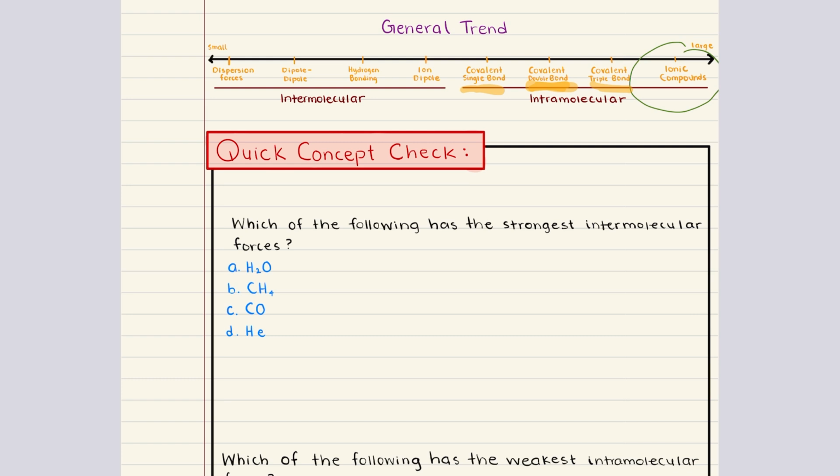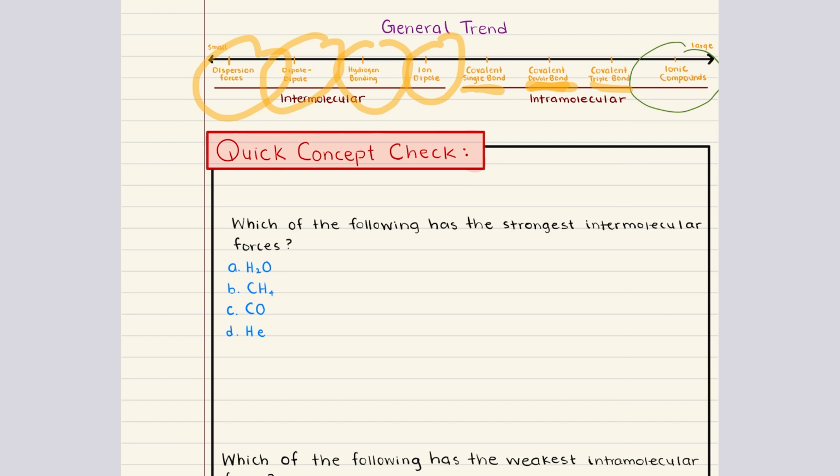The general trend is this. Ion-dipole forces are the strongest because they involve a fully charged ion interacting with a polar molecule, and that leads to a strong electrostatic attraction. Hydrogen bonding is next, followed by dipole-dipole forces, and finally, London dispersion forces, which are the weakest, and they arise from temporary dipoles due to momentary electron shifts.